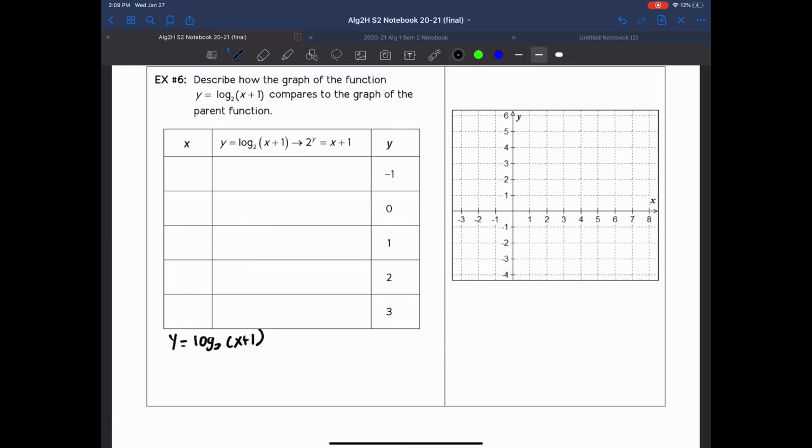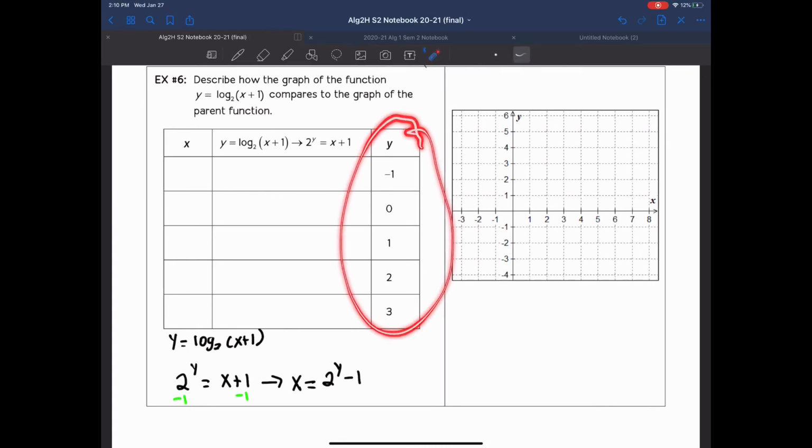If I wanted to put this in exponential form to make my life a little bit easier, what I could do is say my base is 2. I'm raising it to the power of y, and that is equal to the inside stuff, which is x plus 1. So I could easily subtract 1 from both sides, and then I would get x equals 2 to the y minus 1. So kind of a similar situation to the last example. It would be easier to plug in y values to this equation that we have rearranged a little bit.